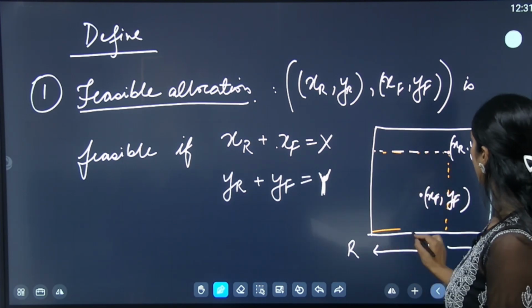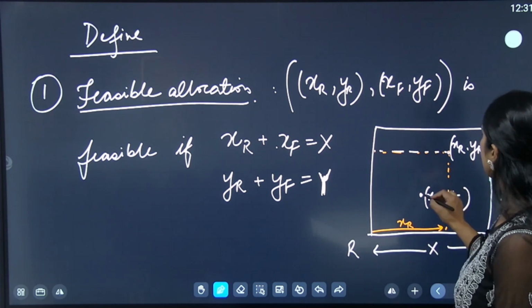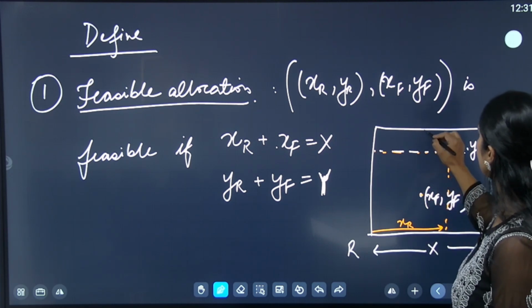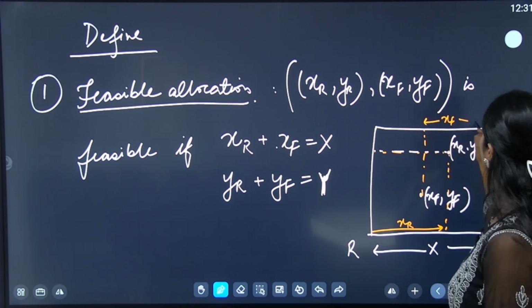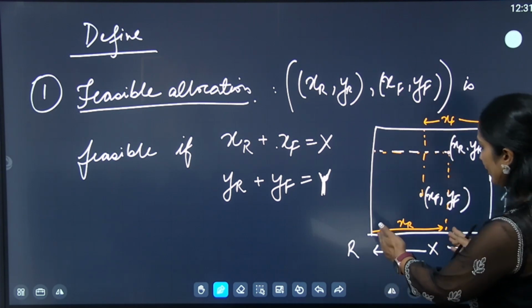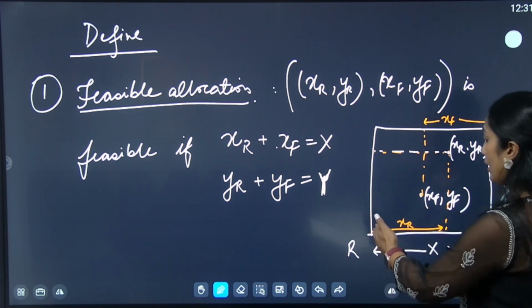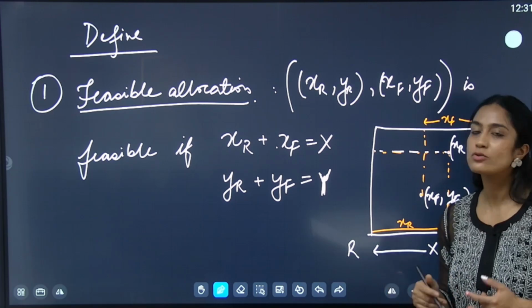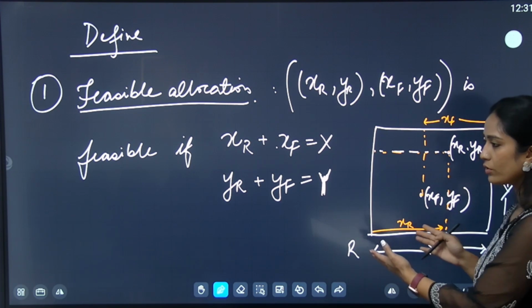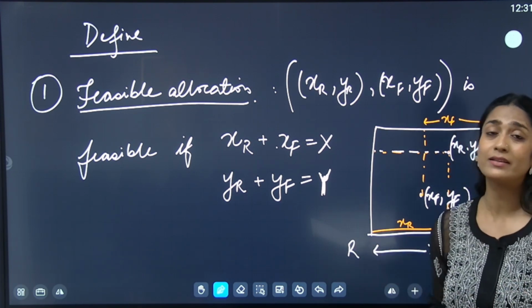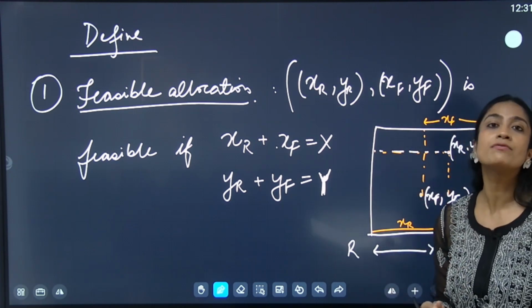Right? This is the total amount of X that Rahul has, XR, and this is the total amount of X that Fiza has, XF. And we know that this plus this actually exceeds the total available X. So simply this is not feasible. You cannot have more endowment than there is actually available, right? So this just doesn't make sense. That's one kind of non-feasible allocation.